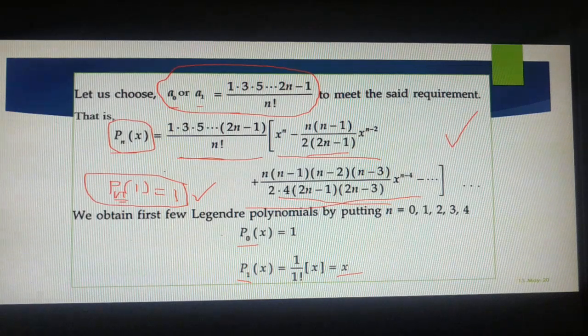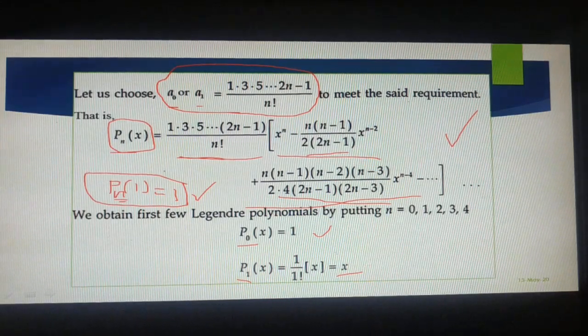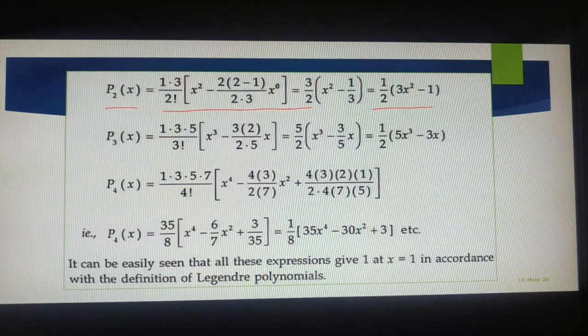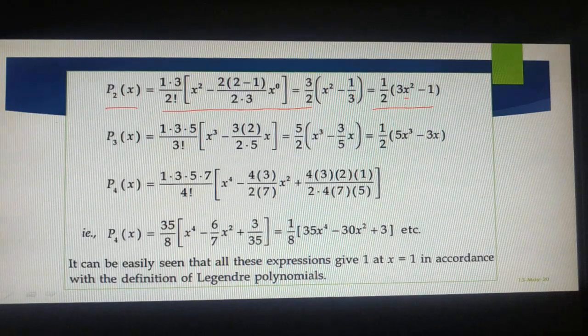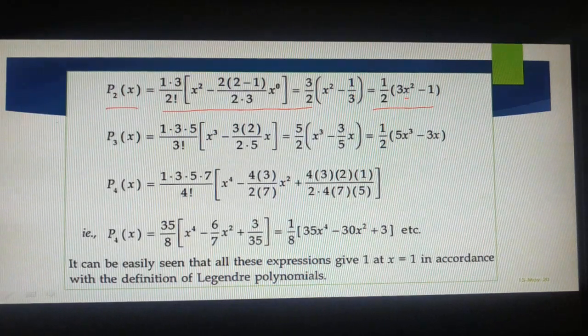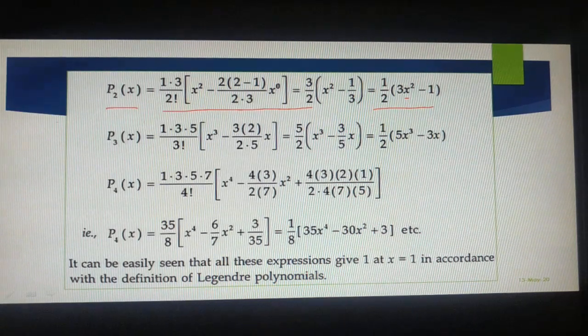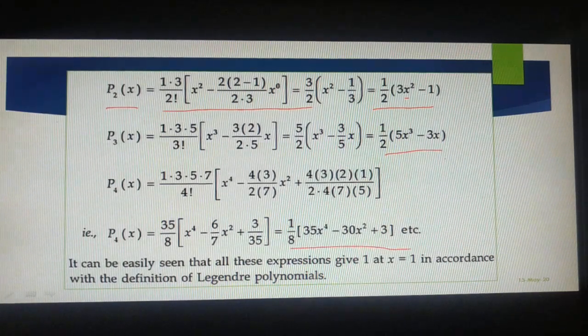So let's see here. Of course, this we already got as 1. So p1 of x, if I substitute 1 in place of x, here also we will get 1 directly. For p2 of 1, with 3x square, if I substitute 1, here 1 by 2, 3 minus 1, that is 2 by 2, that is 1 only. So here p3 of 1. All these polynomials have a peculiar property that when I substitute x equal to 1, the result is equal to 1.